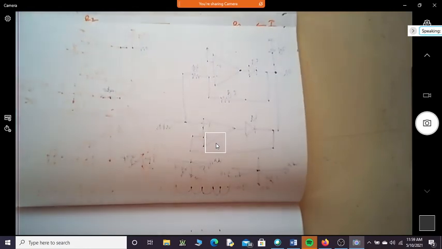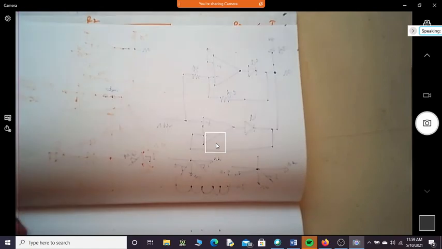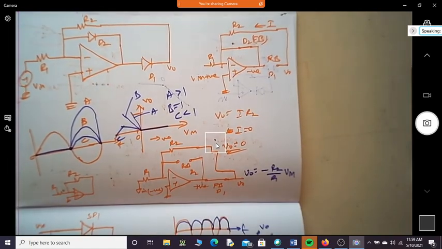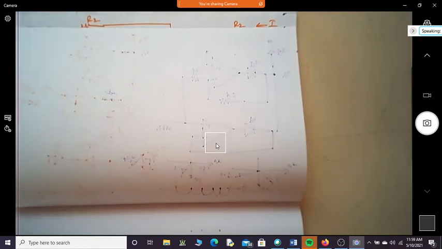Okay, then we just stop today's class. We'll first try to learn the theory of PLL. Then I'll demonstrate using the remote lab how we work with this PLL circuit.